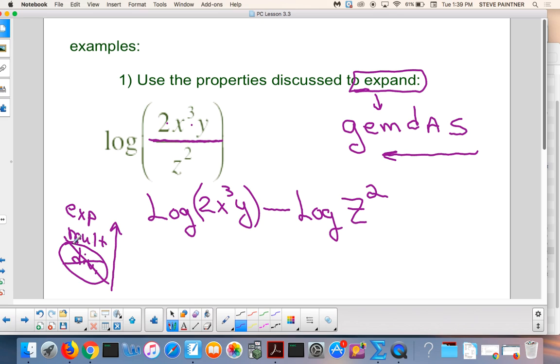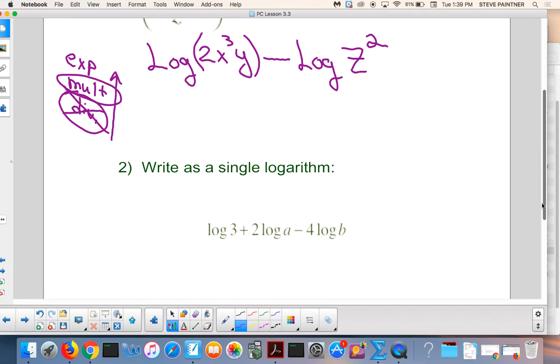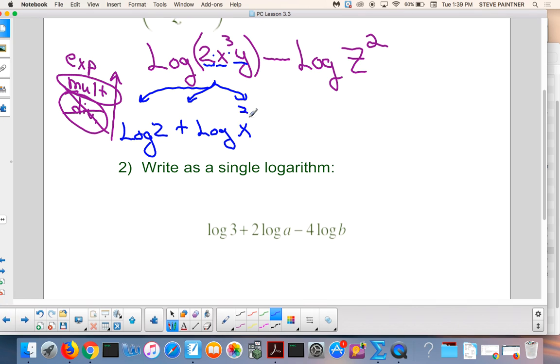Okay, this is done. How about multiply? Where do you see multiply? Right there. Log of 2 times x cubed times y. So let's split this. How many numbers am I going to multiply up here? 1 times another one times another one. So you would have to split this into what? 3 logs. Log of what? 2 plus log of what? x cubed plus log of what? y minus log of what?